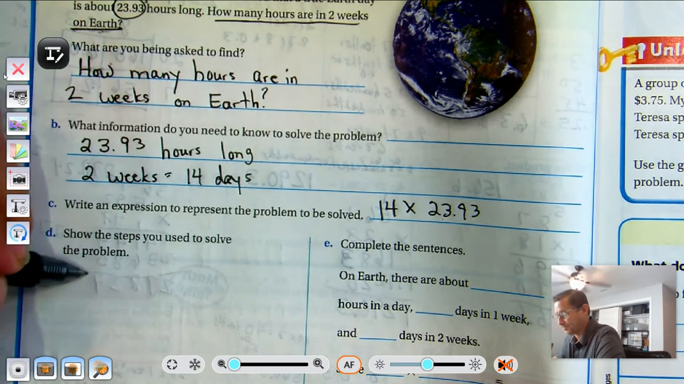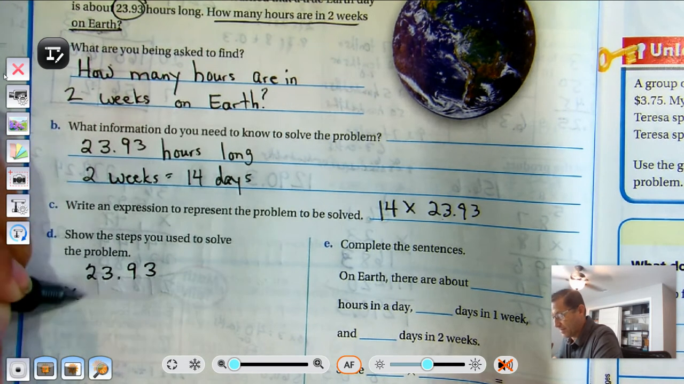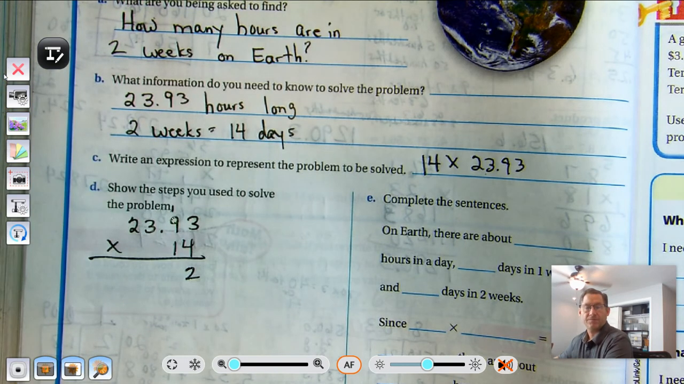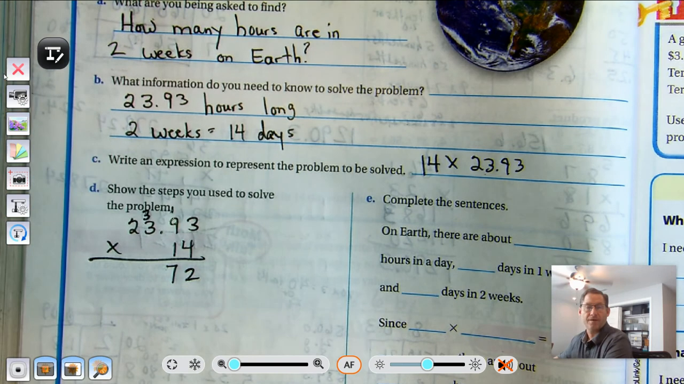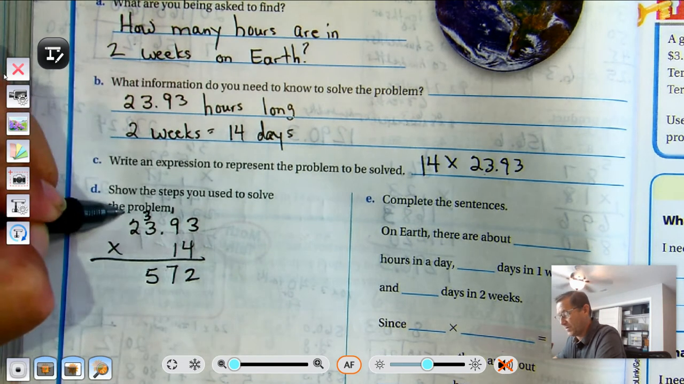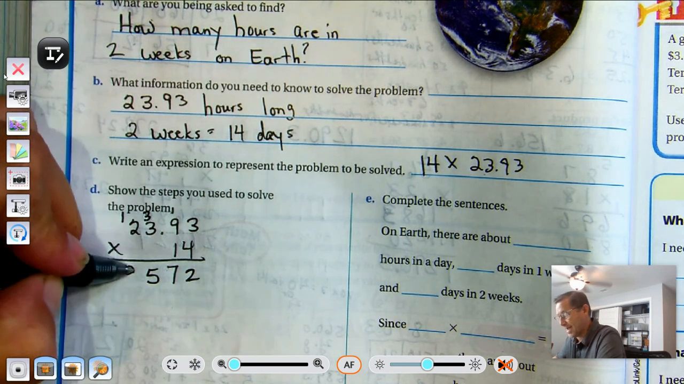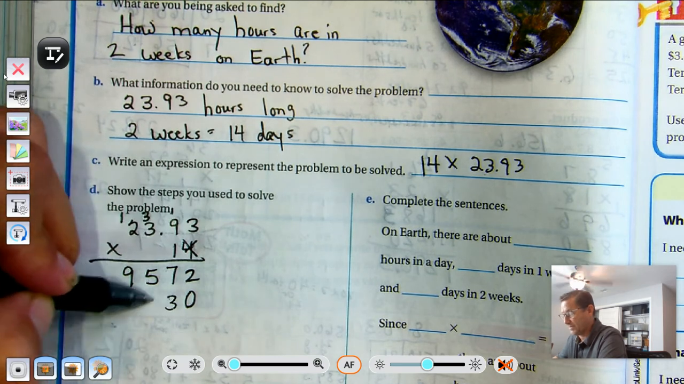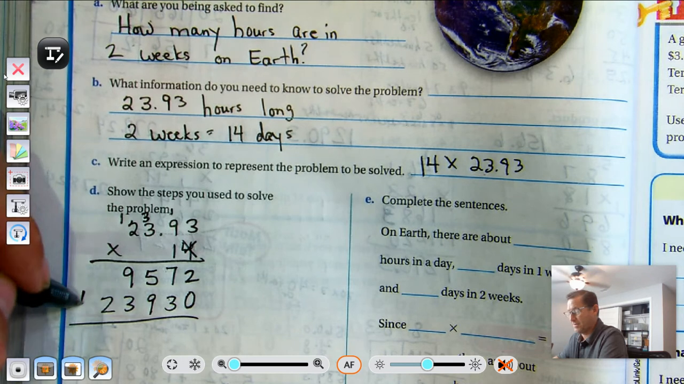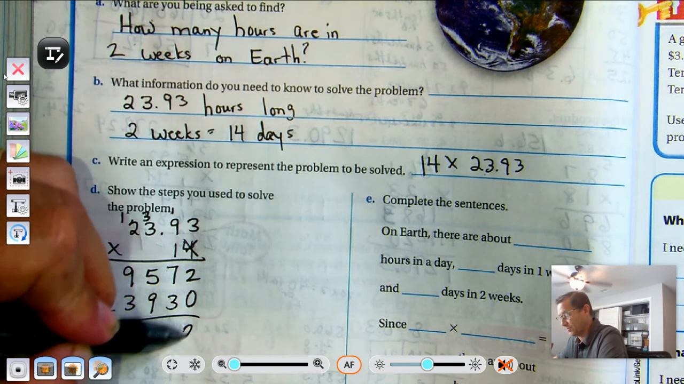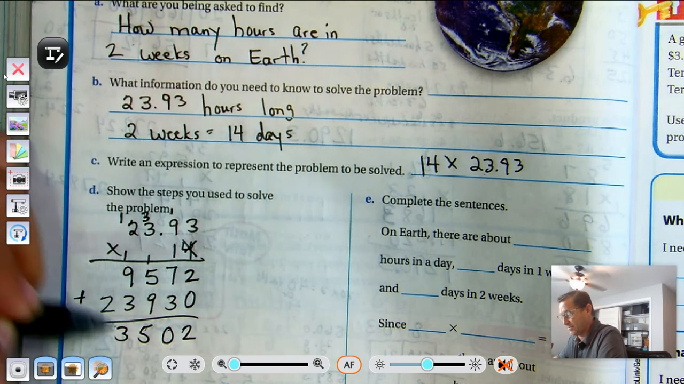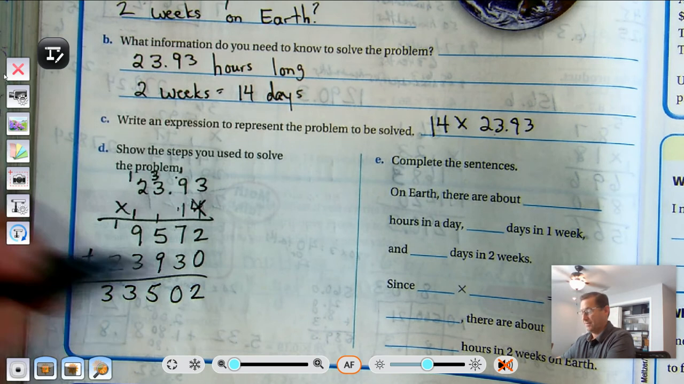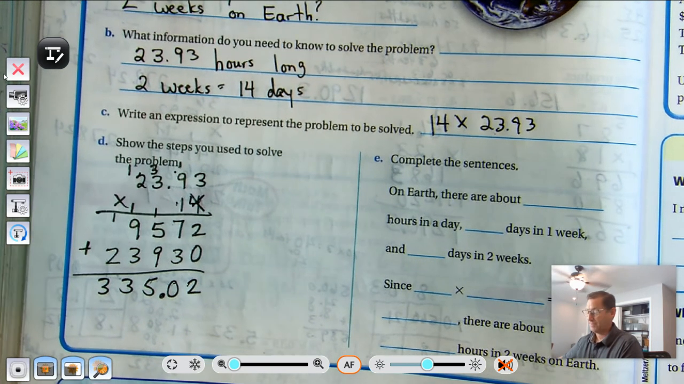So now let's go ahead and solve this. I think I'm going to use place value and patterns. So 4 times 3, 12, regroup. 9 times 4 is 36, plus 1 more is 37, regroup. 4 times 3 is 12, plus 3 more is 15, regroup. 4 times 2 is 8, plus the regrouped 9. All right. We're moving over to the tens. And 1 times 3 is 3, 1 times 9 is 9, 1 times 3 is 3, 1 times 2 is 2. And we're going to add these. But we're taking a whole number and multiplying by a number in the hundredths. So 335 and 2 hundredths.